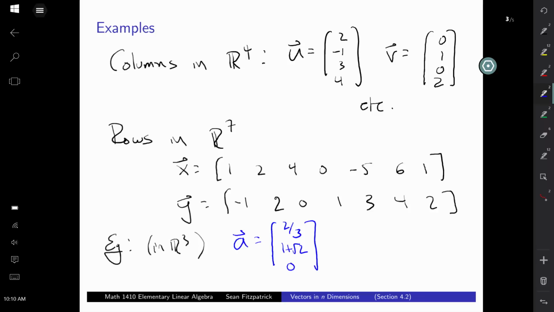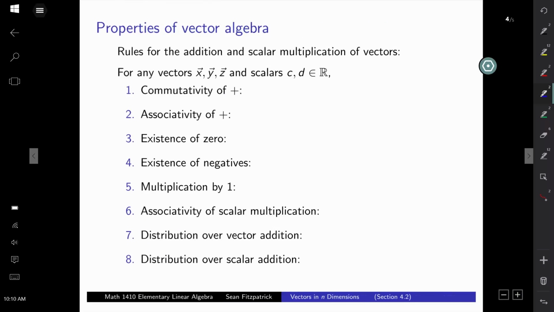Right, we can put whatever we want in these guys. Any real numbers we can stick into these vectors. You can even put complex numbers in them if you want, but that's not something that we're going to spend very much time on. Okay, now, because these guys are special cases of matrices, they satisfy the same properties as matrices, and we saw these in the previous video, right?